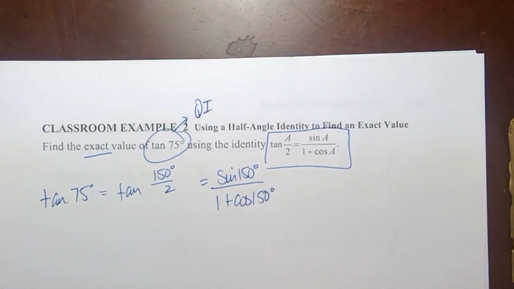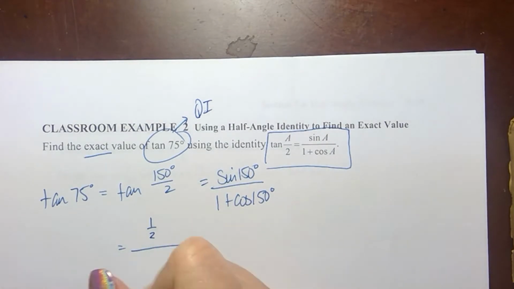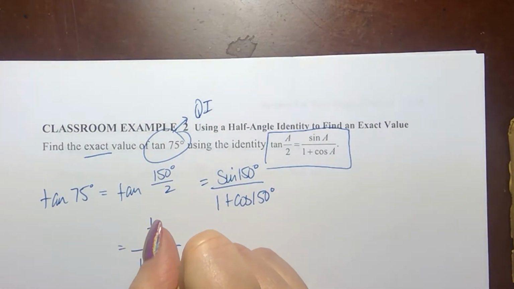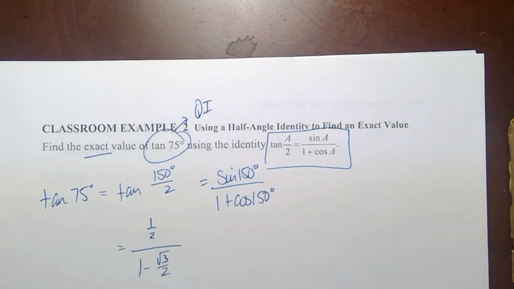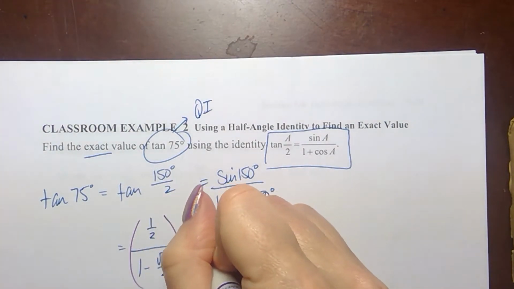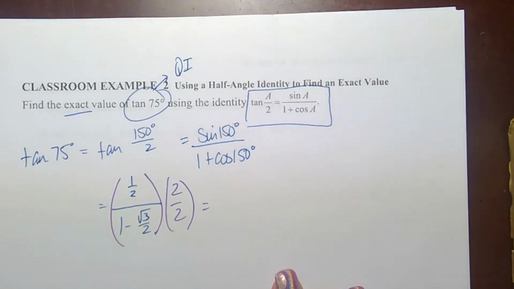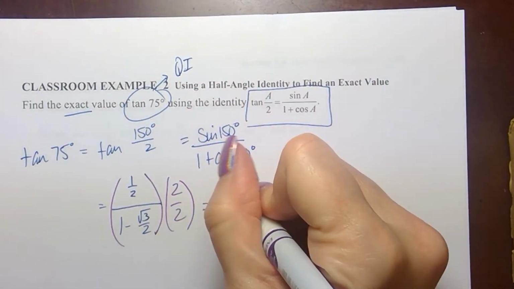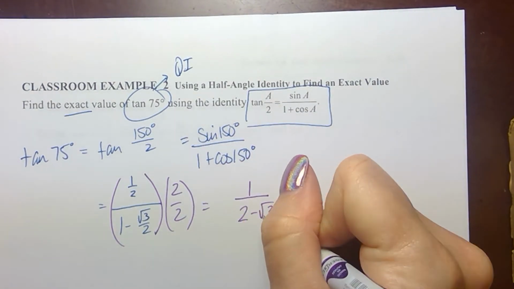And I'm going to use my unit circle, if I can't remember off the top of my head, to fill in the known values. I get a 1/2 in my numerator and 1 minus square root 3 over 2 in my denominator. Once again, I'm multiplying by a well-chosen one to simplify that complex rational expression. That gives me 1/2 times 2 is 1 over 2 minus square root 3.